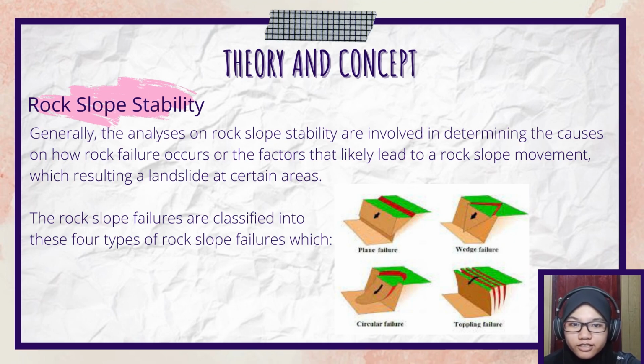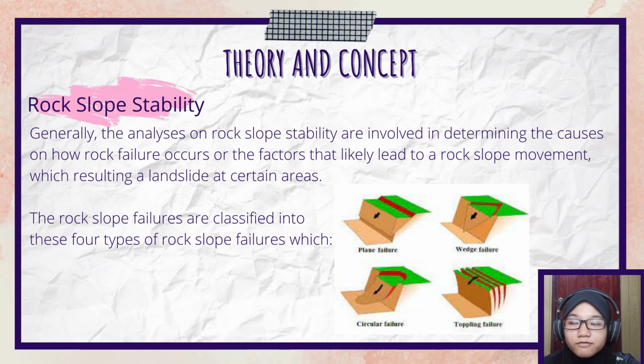Now, theory and concept. Firstly, on rock slope stability. Generally, the analysis of rock slope stability involves determining the causes of how rock failure occurs, or the factors that likely lead to a rock slope movement, which results in a landslide in certain areas.